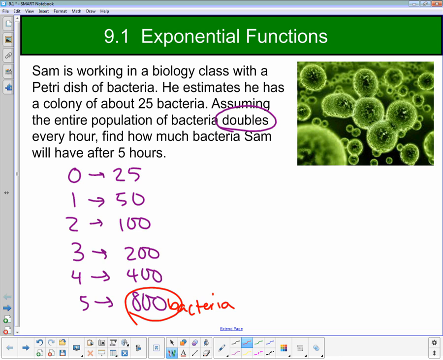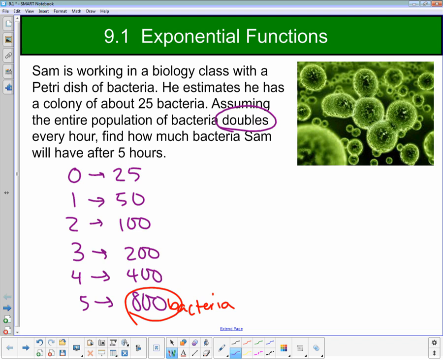Now, it's pretty reasonable to make a list when we're only looking at 5 hours and when we're talking about doubling. But when you start looking at values that are not whole numbers, like multiplying by 1.5 or a different sort of decimal, or if you're trying to do it beyond 5 hours, maybe you want the 10th hour or the 20th hour or the 100th hour, it's not really reasonable to make a list like that. So what we do is write an exponential function instead.